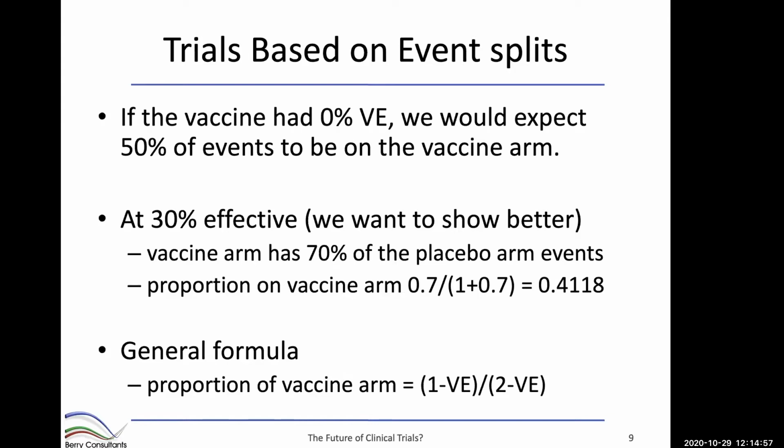If we look at those together, 100% of the events in control, we haven't done anything to it, and 70% of the events are in the treatment arm. So when we look at that split, it should go down to about 41%. The general formula here, and we don't need this, but just for reference, the proportion in the vaccine arm is (1 minus VE) over (2 minus VE), a fairly standard formula in this area. So for a good vaccine, we're going to have less than 41% on the vaccine arm, and ideally much lower than that.